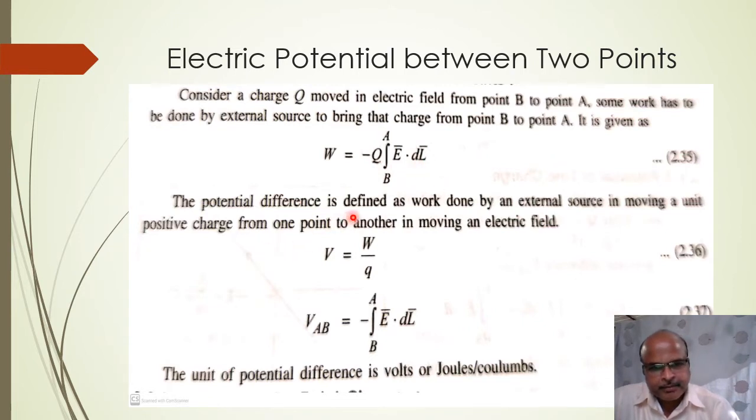E dot dl. The potential difference is defined as the work done by an external source in moving a unit positive charge from one point to another in an electric field. So we have phi is equal to W upon Q. Put the value of this W, then this Q and this Q get cancelled, and we will get the potential difference between two points, that is minus integral from B to A E dot dl. The unit of potential difference is volts or joules per coulomb.